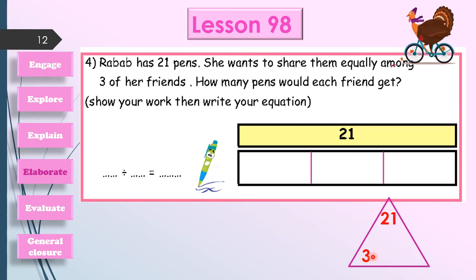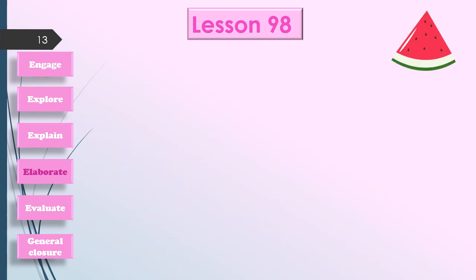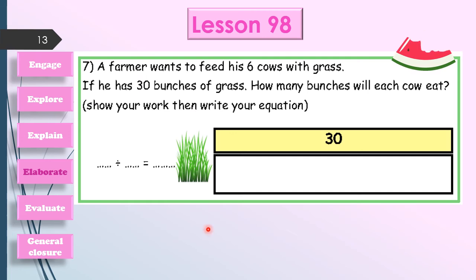Now ask yourself, 3 by what equals 21? It will be 7. Then each friend will get 7 pens. Let's write down here 7 and 7 and 7. This is mentally. Let's move to it mathematically. If I write down here 21, the whole number of pens, and write down here the number of friends which I want to divide equally among, it will be 3 here. And ask yourself, 21 divided by 3 equals what? It will be 7. Thank you. You are awesome.